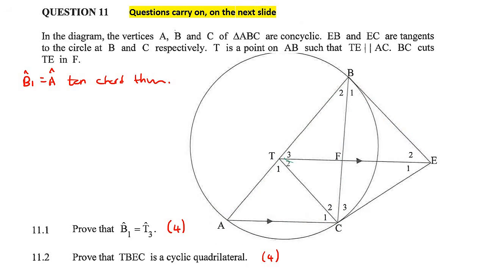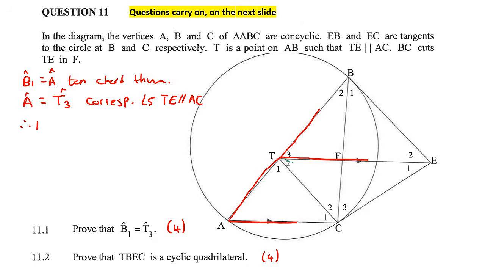The next thing is that, I don't know why this is worth 4 marks. This is pretty straightforward. It's not a lot of steps. Look at these parallel lines. So can you see there's a corresponding angle over there? So we can then say that angle A is the same as angle T3. And that's just because of corresponding angles. So we can say corresp angles. And that's just because the line TE is parallel to AEC. So therefore, angle A is equal to angle T3.